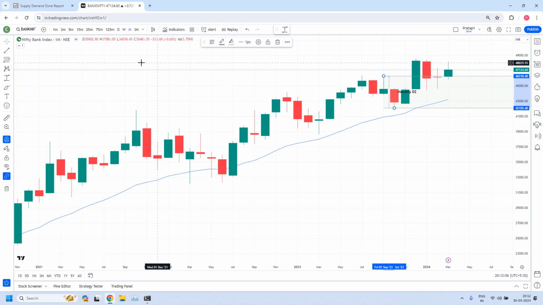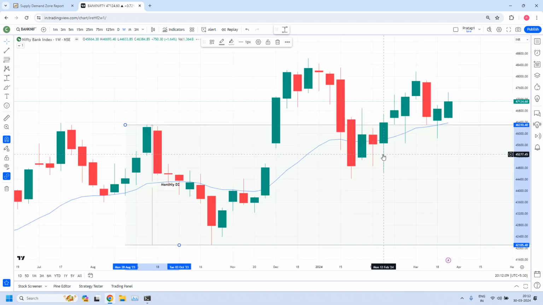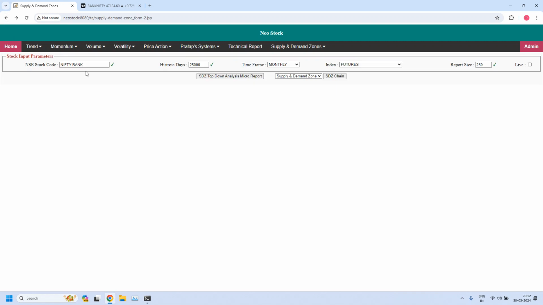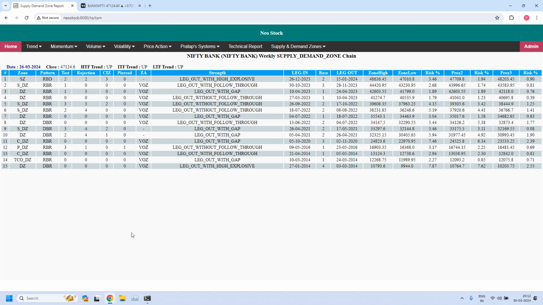Now let us change it to weekly time frame. And also let us generate the chain for weekly time frame. So I am changing the time frame monthly to weekly and generating the supply demand zone chain. So this is the most recently available weekly supply zone, and this is the most recently available weekly demand zone. That means Bank Nifty is having both demand and supply zones at a weekly time frame. So let's draw both the zones.